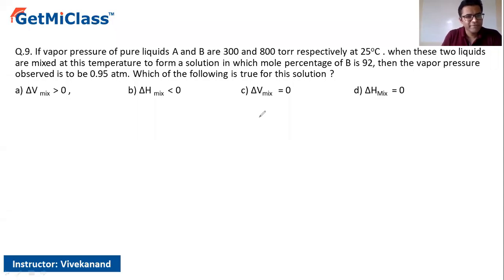Question number 9. If the vapor pressures of pure liquids A and B are 300 and 800 torr respectively at 25 degrees Celsius, and these two liquids are mixed at this temperature to form a solution in which the mole percentage of B is 92, then the vapor pressure observed is 0.95 atmosphere. Which of the following is true for the solution?